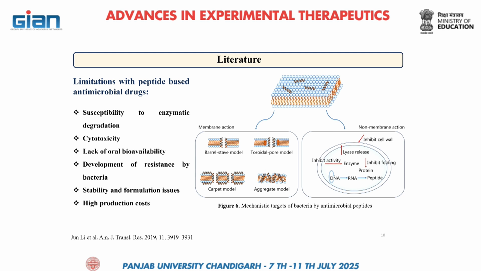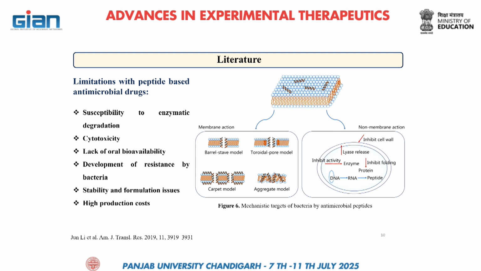Lack of oral bioavailability, I will take that little later. And resistance in bacteria: bacteria become very resistant to this type of peptide. There are mechanisms, I will not go into that detail. And the production cost is too high. If I have to generate a peptide molecule having 4 or 5 amino acids and commercialize it synthetically, it is a very expensive business. So that is a big hurdle.